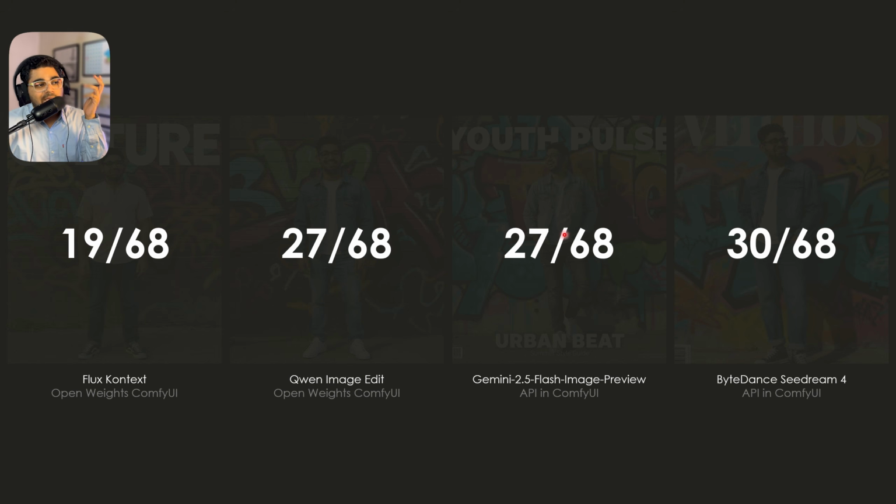Most of the scores that NanoBanana got was from the character consistency. Otherwise, Qwen would have come second and people would have, I don't know, maybe got furious at me, but whatever. So clearly right now we see Seedream wins, with NanoBanana and Qwen coming second, and FluxKontext is really lagging. I would not say you to use it anymore.